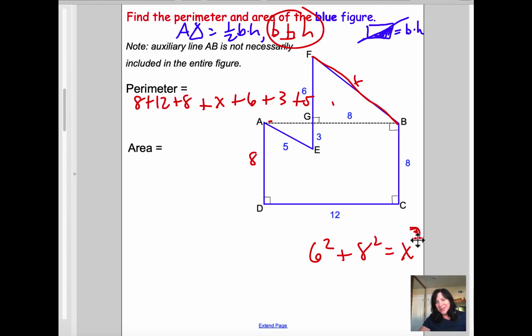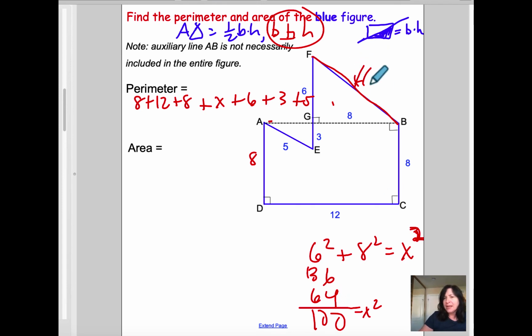Oops, 2, not 3. So that means 36 plus 64, that's 100, is equal to x squared. So x is going to be 10. Keep in mind, I think a lot of you have seen triangles that have these values. Look for them: 6, 8, 10, 3, 4, 5. Those are values. Actually, the 3, 4, 5 is the 6, 8, 10 divided by 2. Anyway, let's still find the perimeter.